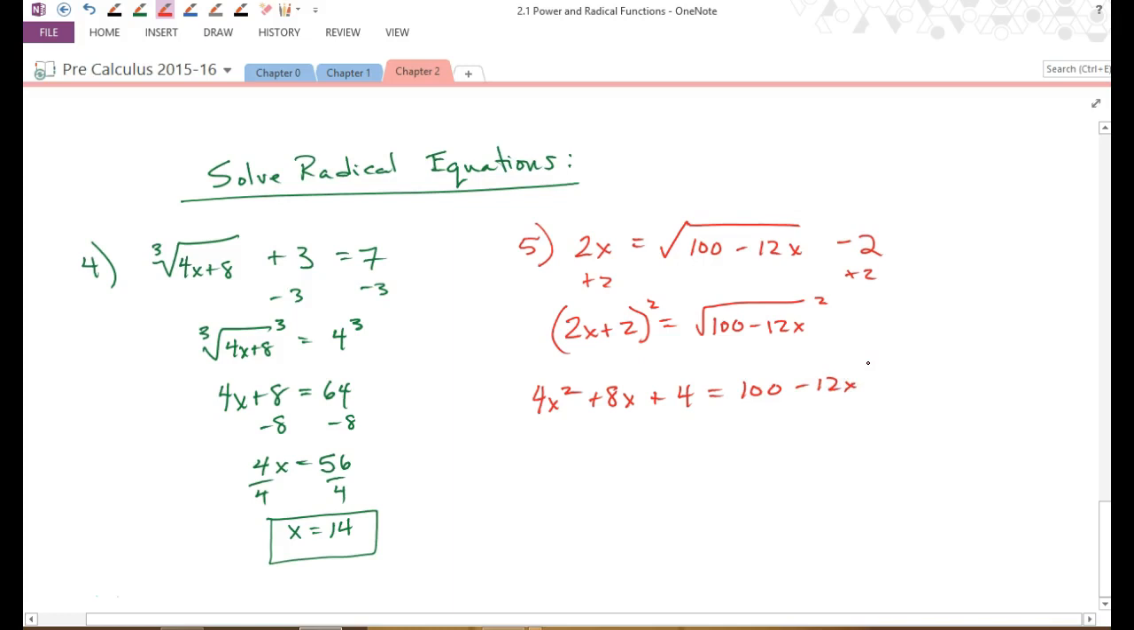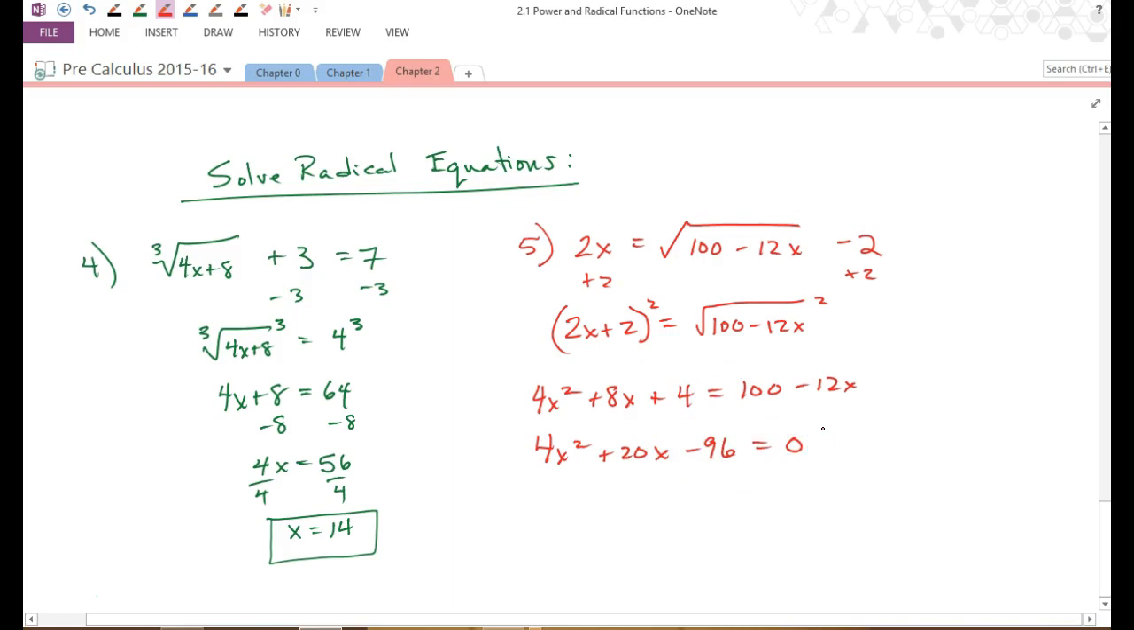Oh, that's fine. So at this point I noticed that I have a quadratic. How do I solve a quadratic? You have to set it equal to 0. Okay, so at this point I need to set it equal to 0 to solve my quadratic. So I have 4x squared. I'm going to add 12x, so what's 8x plus 12x? 20x is. And if I have 4 minus 100, 96 is equal to 0.